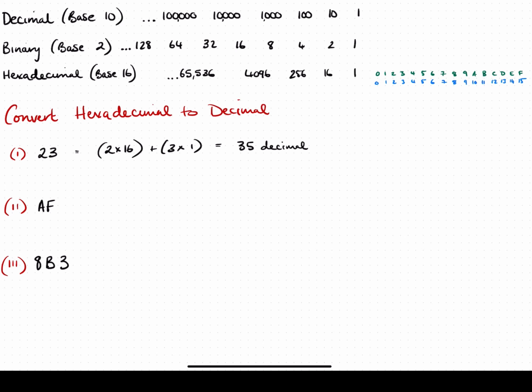The next example looks a little strange, AF. So again, we place it in. Just like the previous example, that means A by 16 plus F by 1. Now of course we just look at our conversion chart up above in the blue and the green, and we can see that A is actually worth 10. So you simply substitute that in. So that's 10 by 16, plus F is worth 15 on our chart, so that's going to be 15 by 1. So it's 160 plus 15 is 175.